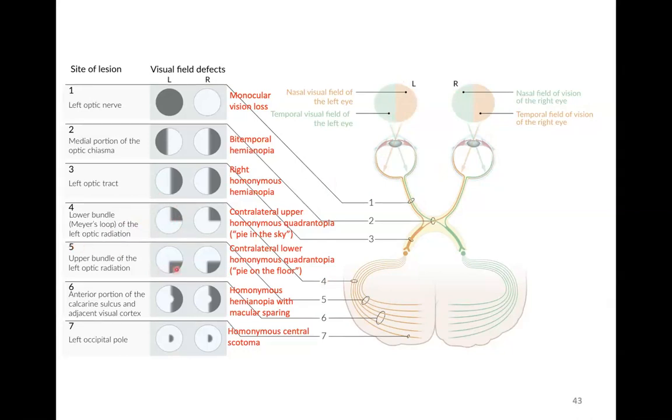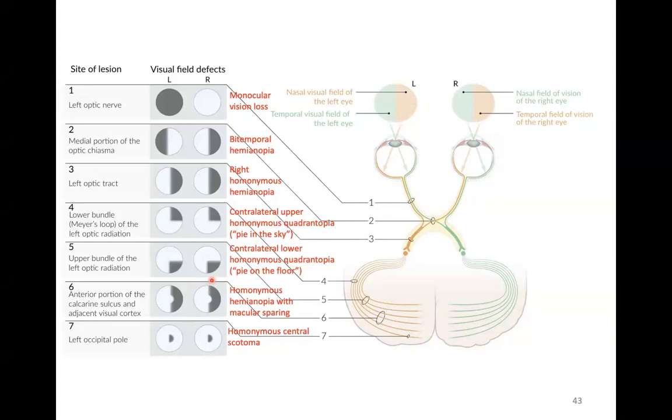Now the opposite happens when the lower fibers are disrupted. So the dorsal optic fibers, these were transmitting information from where? The lower quarter. So the ones on the left are transmitting right visual field information from here, and right visual field information from here. Goes down from here, all the way out here, and this way. And a lesion over here would cause a pie on the floor formation, which is called contralateral lower homonymous quadrantanopia.